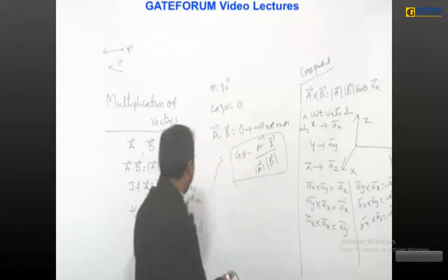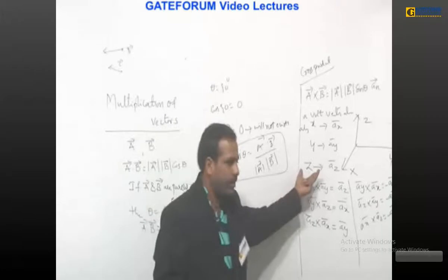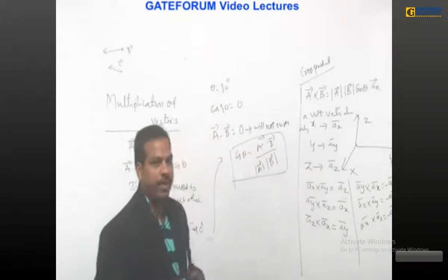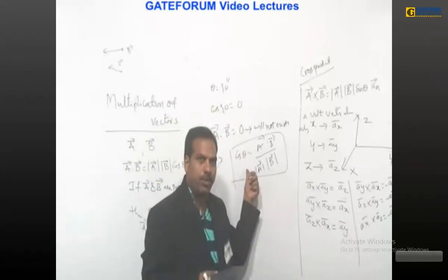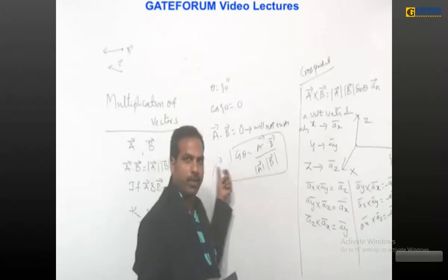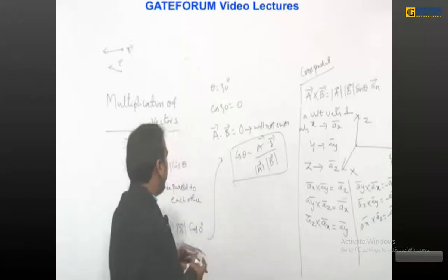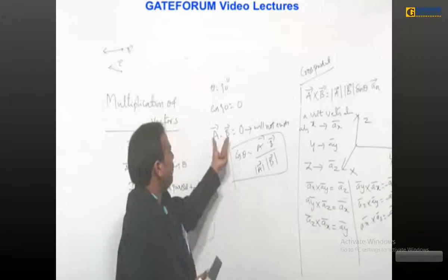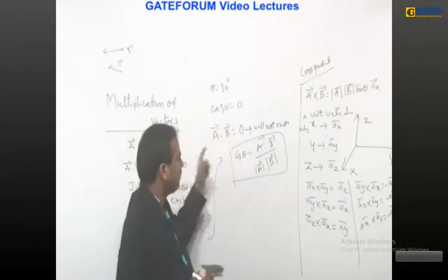So that's how we can consider the dot product and the cross product here. One of our students, Arjun Gadavi, asked how to find A bar dot B bar without the angle between them. Very simple. Without the angle between them, you first multiply their magnitudes.